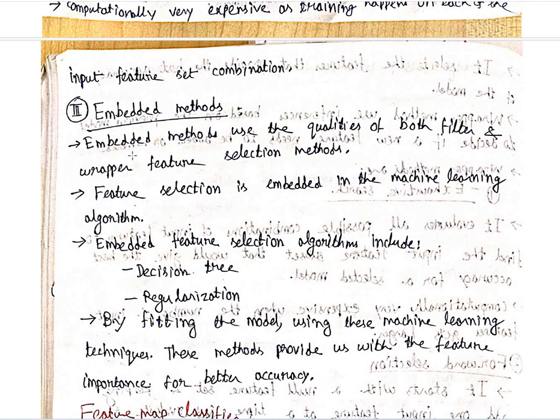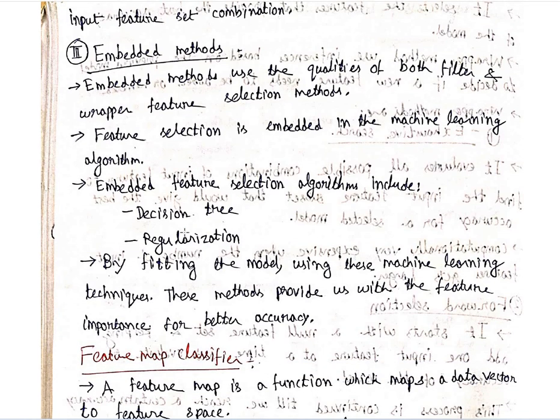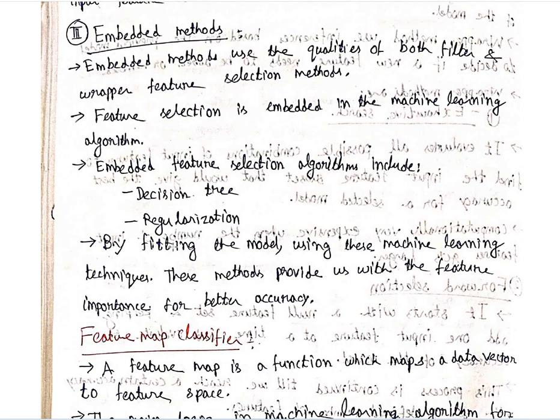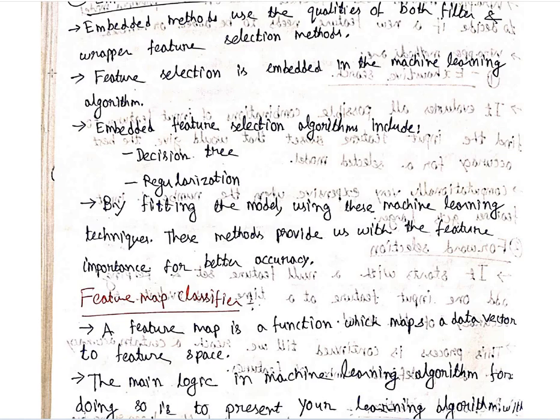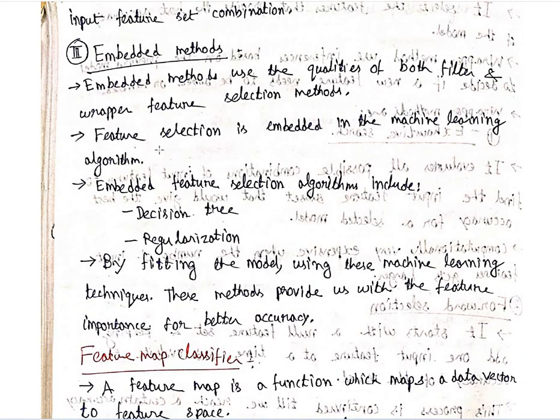And the third method is the embedded method. It uses the qualities of both the first two methods, filter method and wrapper method, for feature selection. It is embedded in the machine learning algorithm. Embedded feature selection algorithms include decision trees and regularization. By fitting the model, it uses machine learning techniques and provides feature importance for better accuracy. It's a combination of the first two methods.